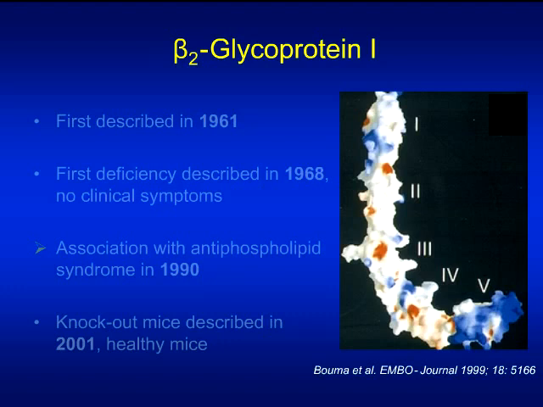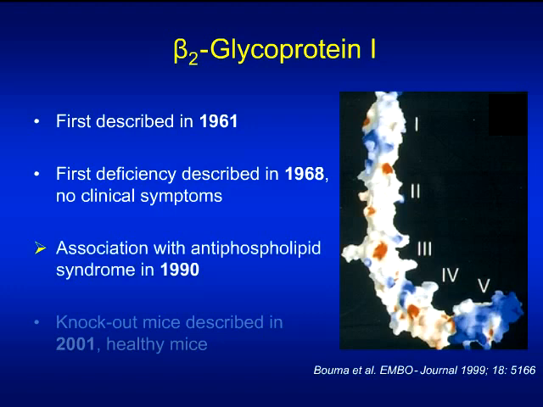Beta-2-glycoprotein 1 is the protein that is thought to be the main protein in the antiphospholipid syndrome, the bad guy. Beta-2-glycoprotein 1 was first described in 1961 as a plasma protein, and already in 1968 the first person was identified with deficiency in this protein, and this person was completely healthy. Later on, 3 or 4 more persons have been described deficient in beta-2-glycoprotein 1, and these patients have no phenotype. The protein was not very popular to study, but when it was associated with the antiphospholipid syndrome in 1990, it became very popular to study, but still we do not know a function.